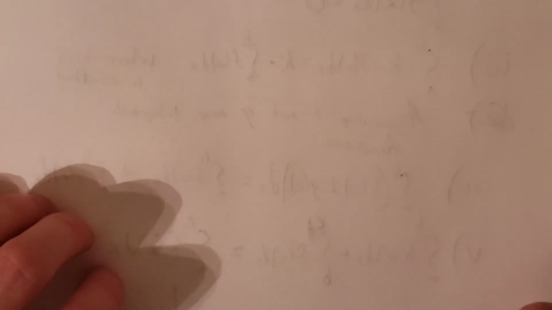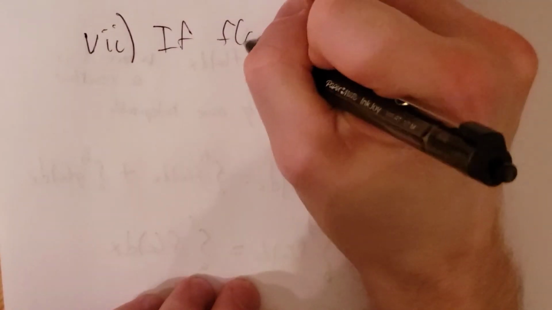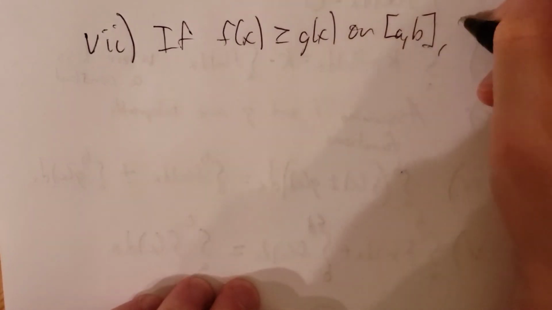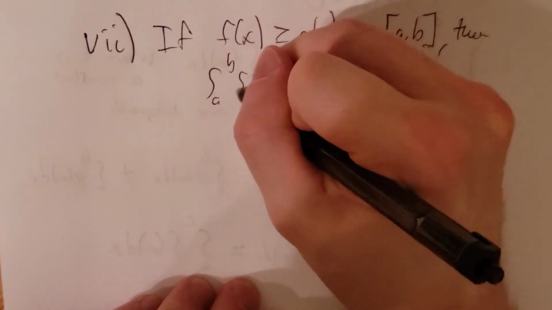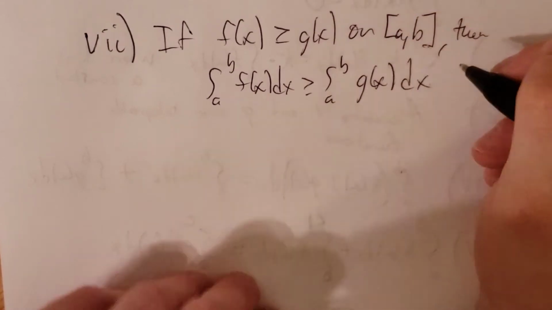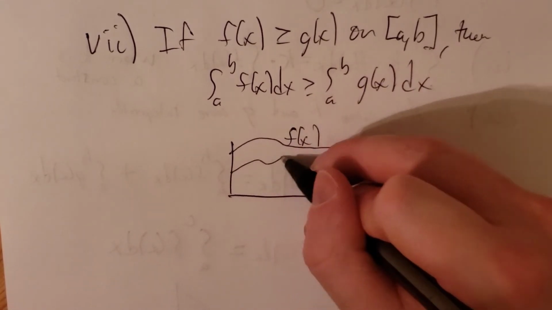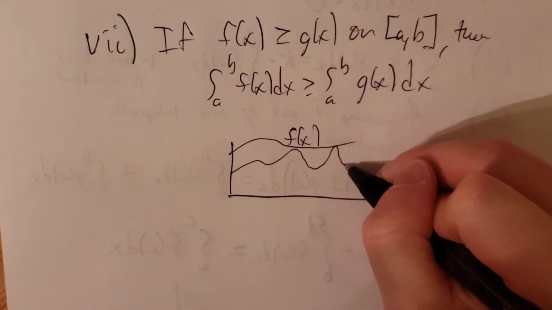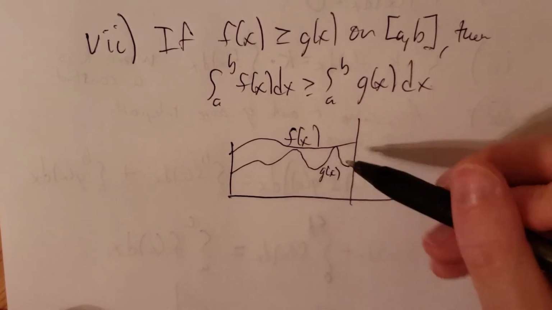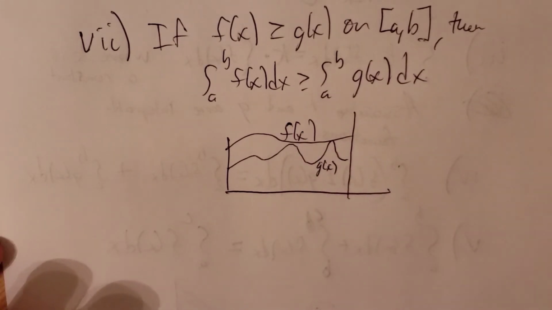All right, let's move on to part 7. And that is that if f of x is equal or greater than g of x on the interval a to b, then the integral from a to b of f of x dx is equal or greater than the integral from a to b of g of x dx. Draw a quick picture of this. If we have some f of x up here and g of x is equal or less than that, it might touch it at some point on that interval, then clearly the area under the curve g of x is less than the area under the curve of f of x, or equal or less than if they happen to be equal at all points.